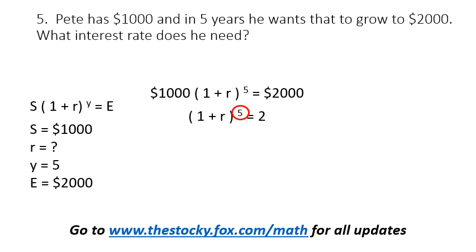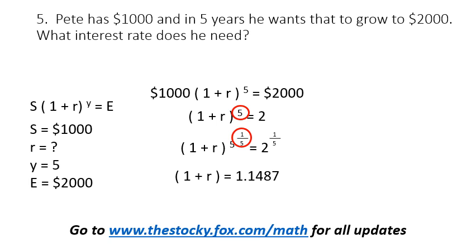So what we can do is raise both sides to the 1 over 5. On the left side of the equation, (1 plus r) raised to the 5 raised to the 1 over 5, that 5 and 1 over 5 will cancel out. But if we put the 1 over 5 on one side of the equation, we have to put it on the other side too. So the 2 has to be raised to the 1 over 5.